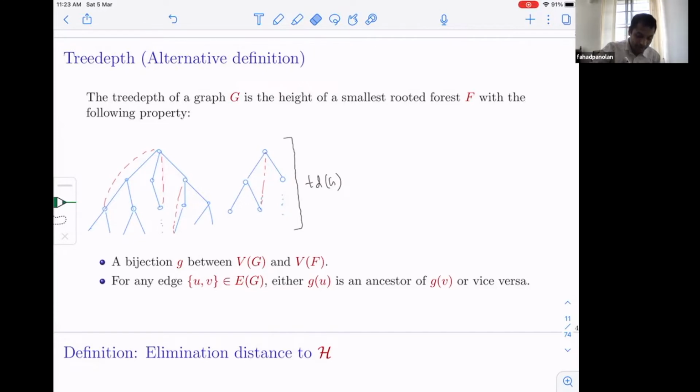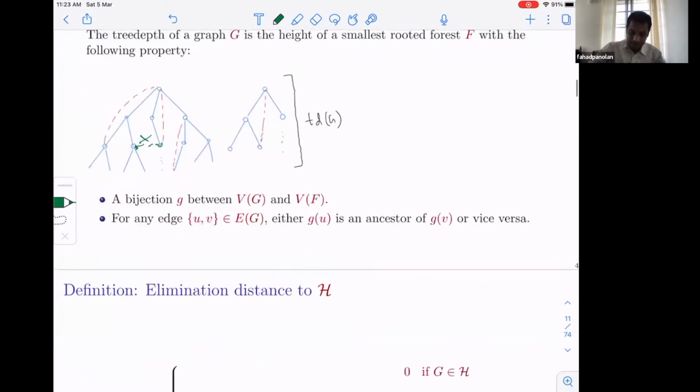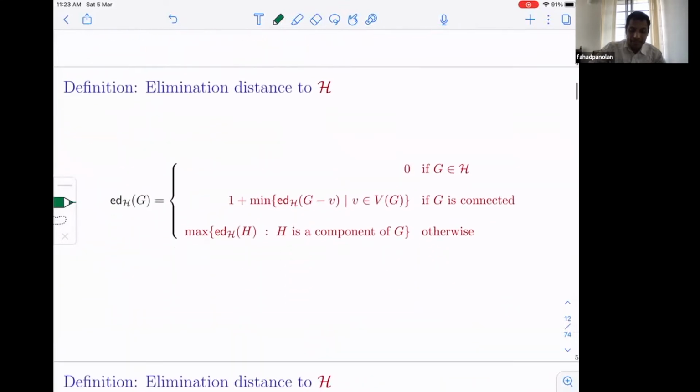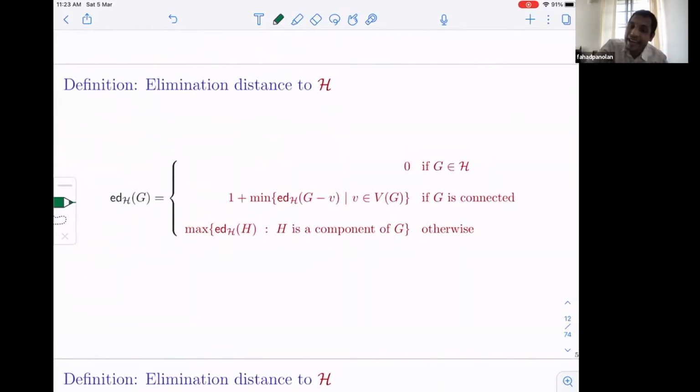It should not be, this is not allowed. Okay, so then we say that this is the definition of tree depth. Now, as I mentioned, elimination distance is a generalization of tree depth. Now we will define elimination distance to a graph class H, a class of graphs H.